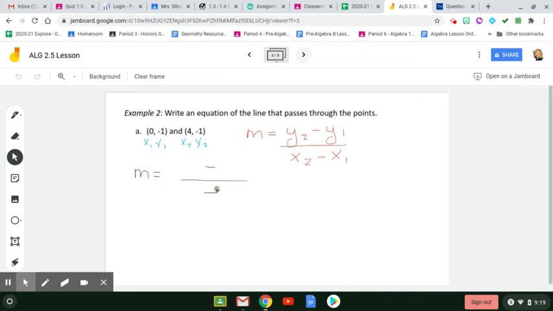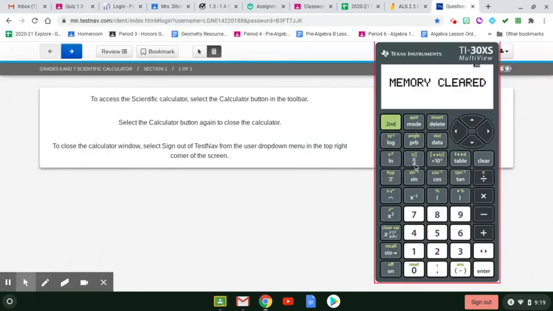So y sub 2, I'm going to plug that in as -1. Y sub 1 is also -1. X sub 2 is 4. And x sub 1 is 0. Okay? And remember, you can do that all right in your calculator, all as one step. So if you put the fraction button and you type it in as -1 minus -1 up top, and then on the bottom, 4 minus 0, and hit enter. Okay, that's giving me a slope of 0.